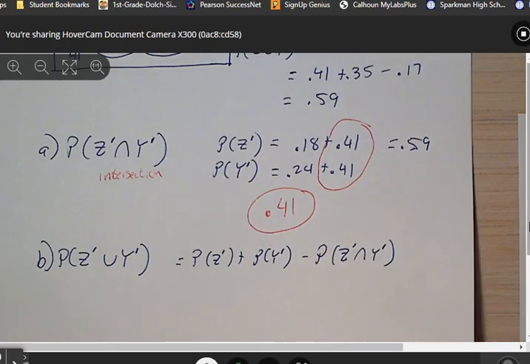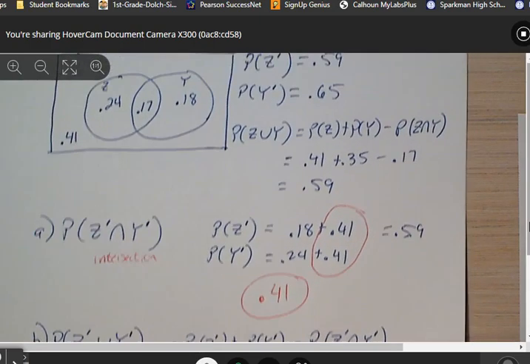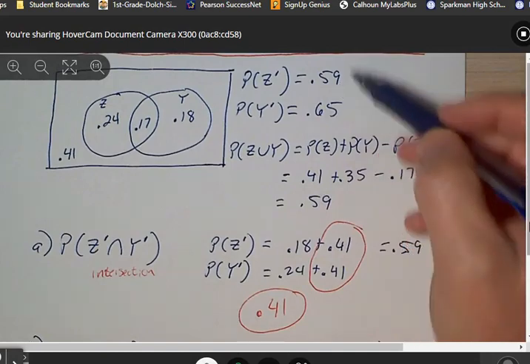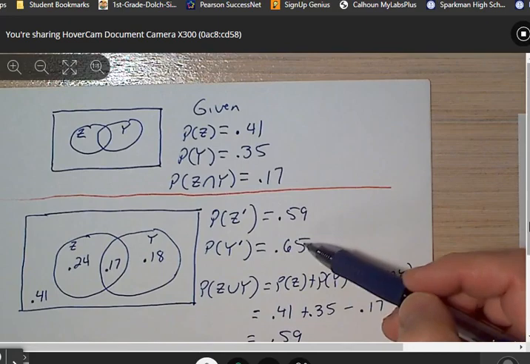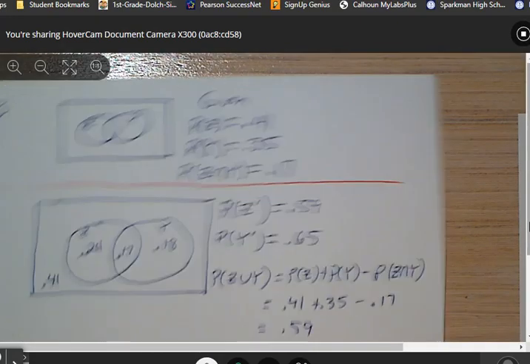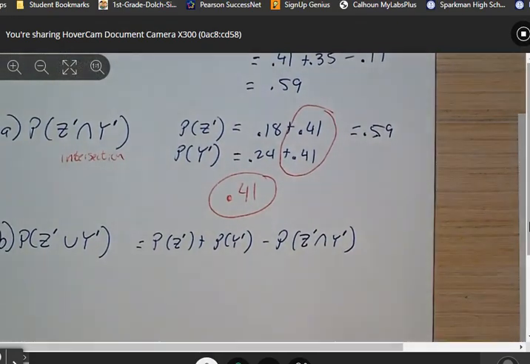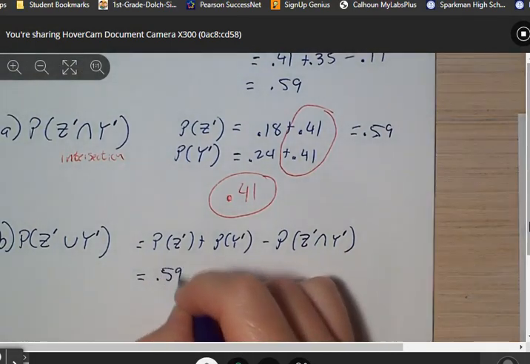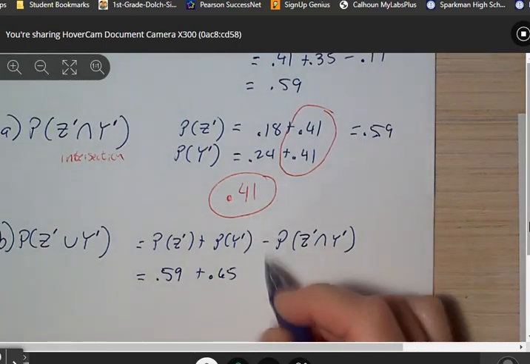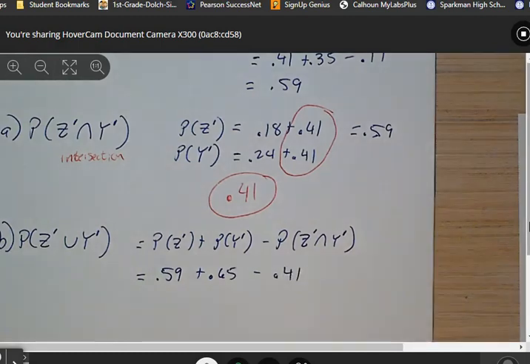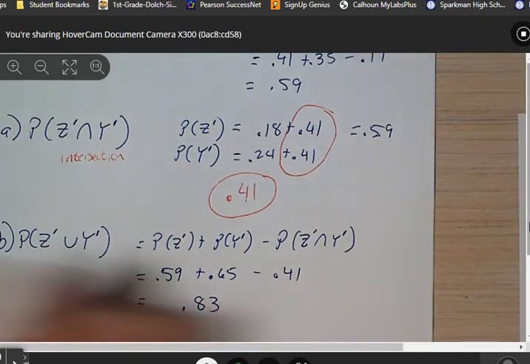And we've got all these numbers. If I pull it down just a little bit, we've got Z prime here just from subtracting what was given from 1 back up here. Did the same thing with the Y prime, and we found out what Z prime was here. So we've got all the numbers. We've just got to plug it into that formula. So Z prime was 0.59. Y prime was 0.65. We just found the intersection there, which was 0.41. Work all that out. That should come out to be 0.83.